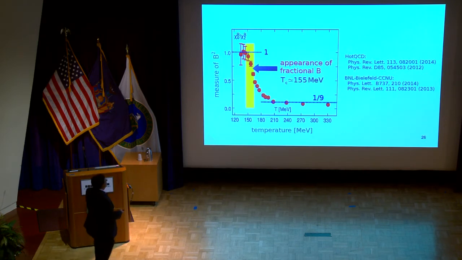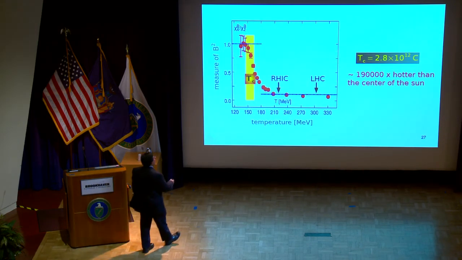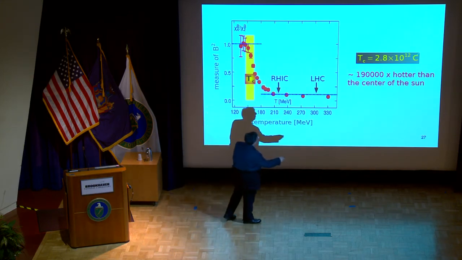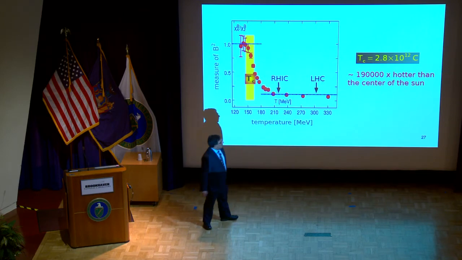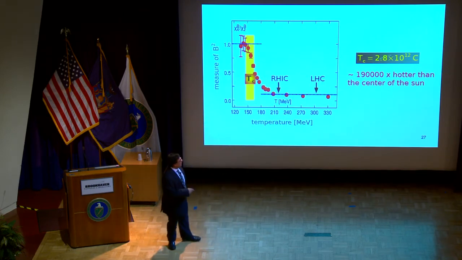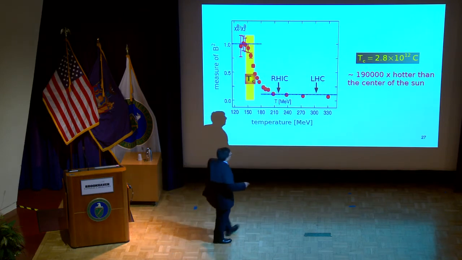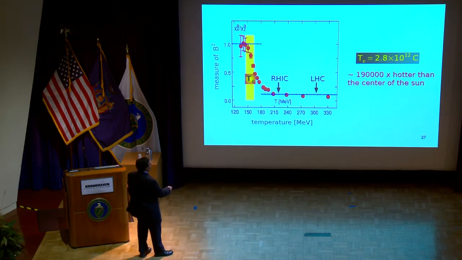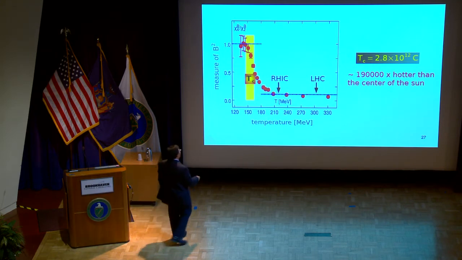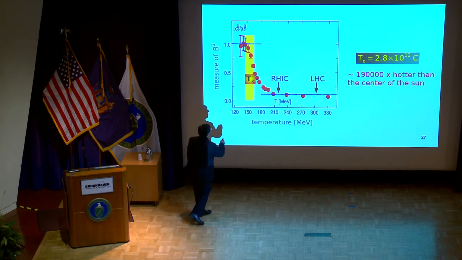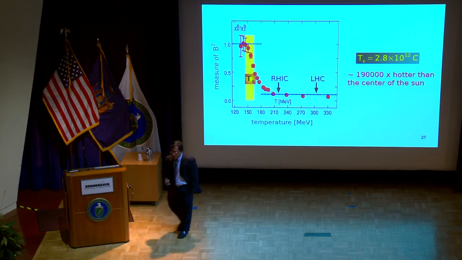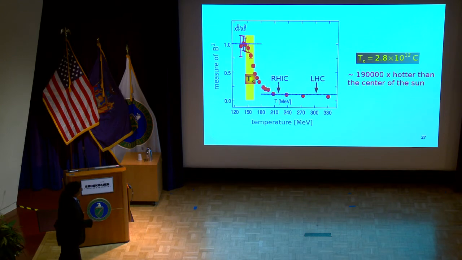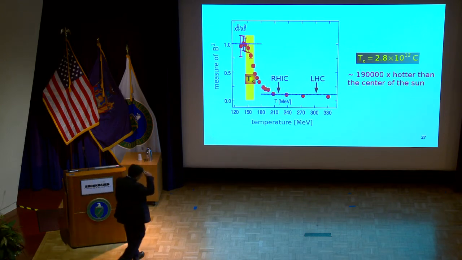And at this temperature, where the quark gluon soup is being created, the temperature is approximately 2.8 trillion degrees Celsius, or 190,000 times hotter than the center of the sun. Compared to that, here is RHIC, the average temperature estimated at RHIC, and here is the LHC. So by performing this calculation, we can ensure that this quark gluon soup, or quark gluon plasma, has been created at RHIC and LHC.